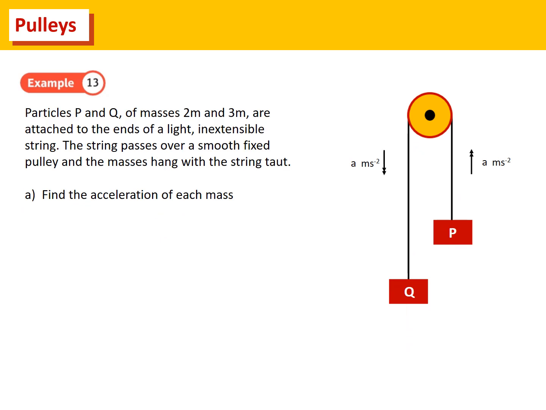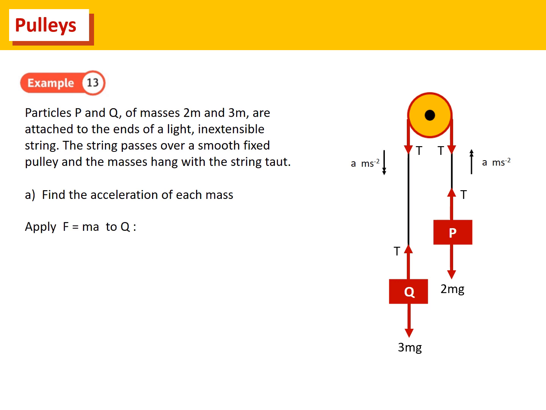So here's an example from our textbook. Find the acceleration of each mass. So we put the weights on. Q has a mass of 3m, so it has a weight of 3mg. P has a mass of 2m, so therefore it has a weight of 2mg. Tensions on the left side, tensions on the right side.